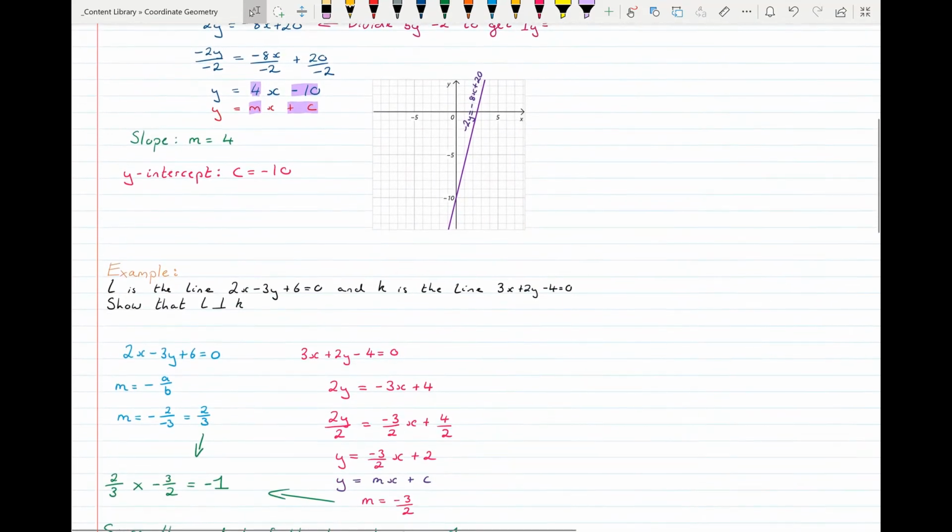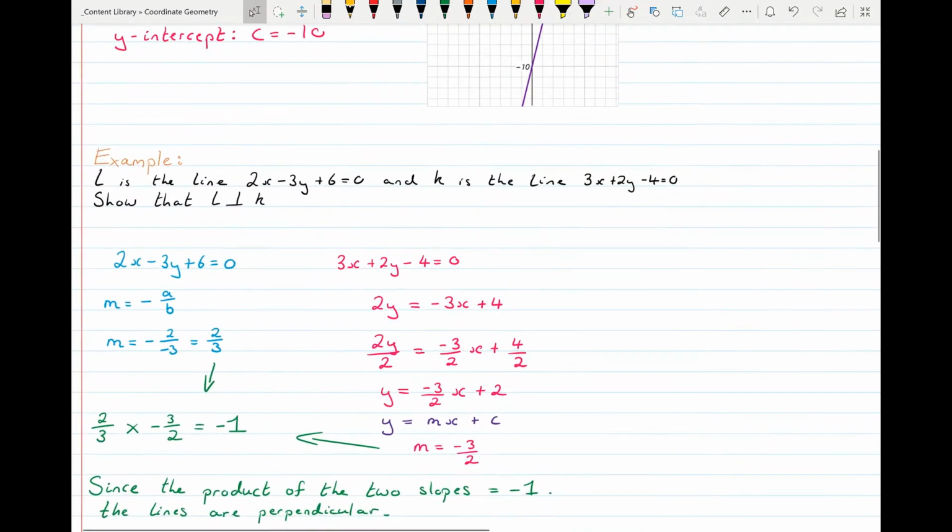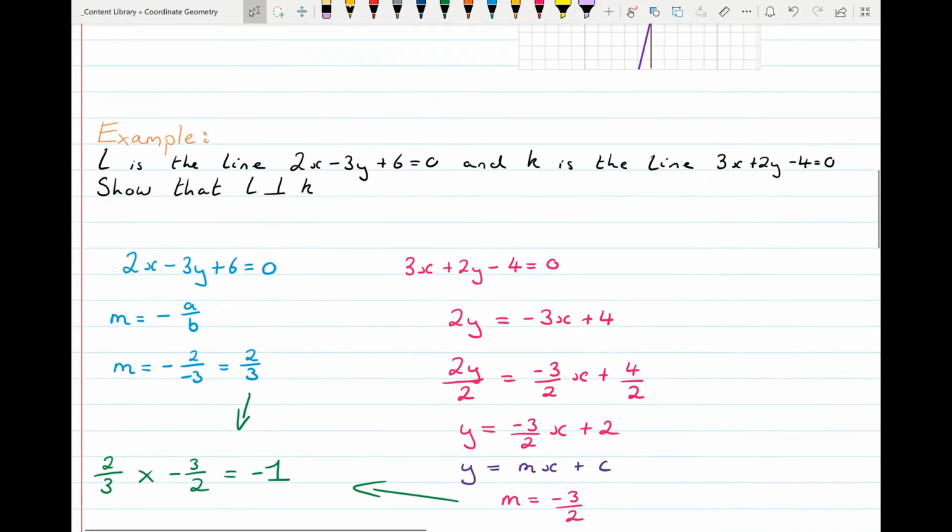A second example. L is the line 2x minus 3y plus 6 equals 0, and K is the line 3x plus 2y minus 4 equals 0. Show that L is perpendicular to K. Well, what I did was I found the slope of the first line using m equals minus a over b, as we had come across previously, which gave me minus 2 over minus 3, so a slope of 2 over 3.